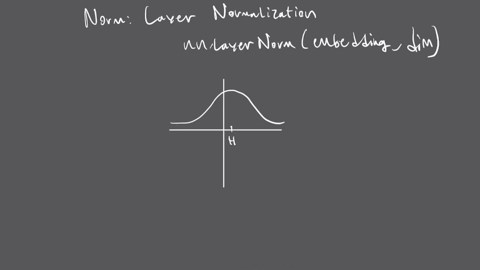So the norm in the transformer block actually refers to something called layer normalization. And this is a module of its own in PyTorch that you can instantiate by saying nn.LayerNorm and passing, in our case, the embedding dimension. And when you tell a layer norm that you're passing in the embedding dimension, that is the dimension along which we will normalize.